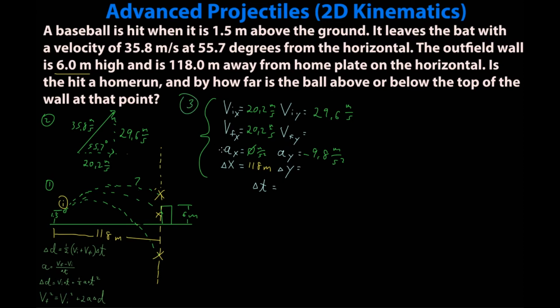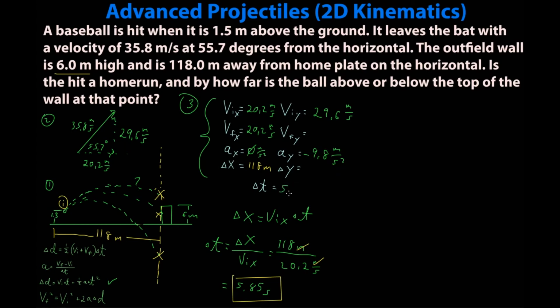Now, part 3, I'm going to fill in my givens table until I get what I'm looking for. I'm going to start with the third kinematic equation because on the x-axis, acceleration is 0, which means delta x is Vix times time. Time is delta x over Vix, which is 118 meters over 20.2 meters per second. Meters are going to cancel. This is going to flip. I get a time of 5.85 seconds.